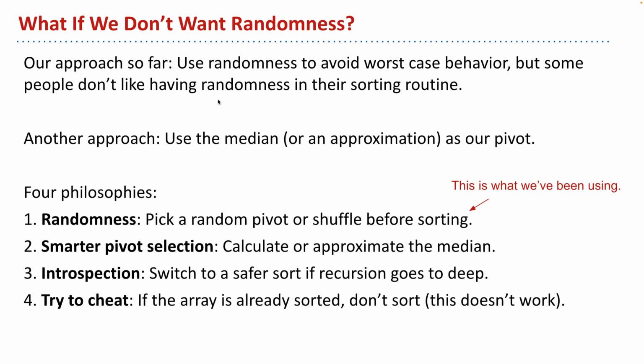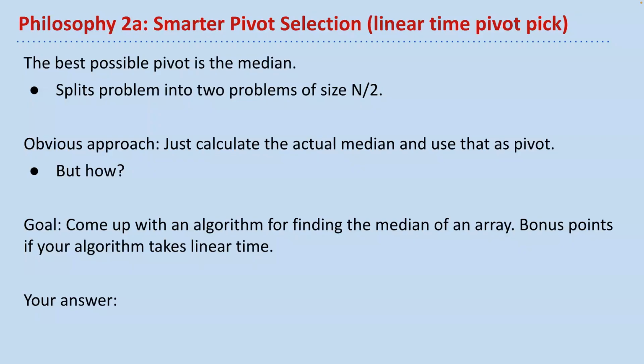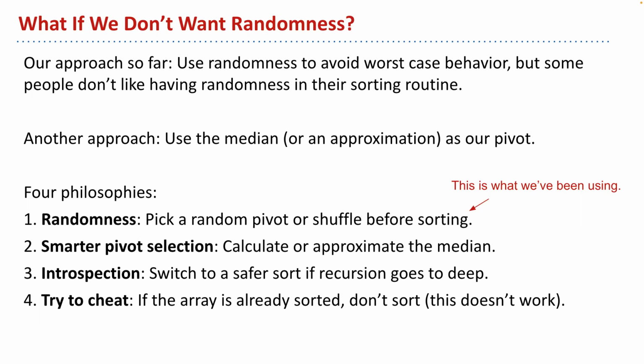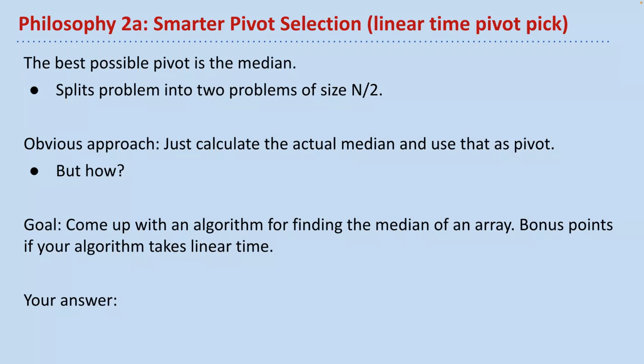So if we don't want randomness, but we want usually pretty good behavior, what Java did is use an approximation of the median. I guess I want to come back to understanding at a deeper level why not just find the darn median itself? If the median's so good, let's just get it. The best possible pivot is the median.